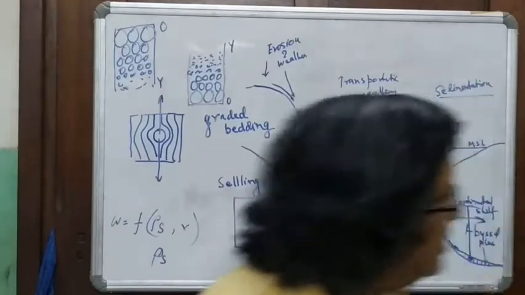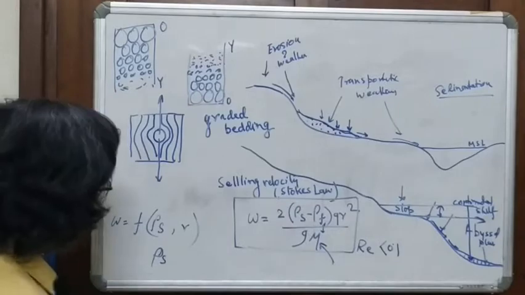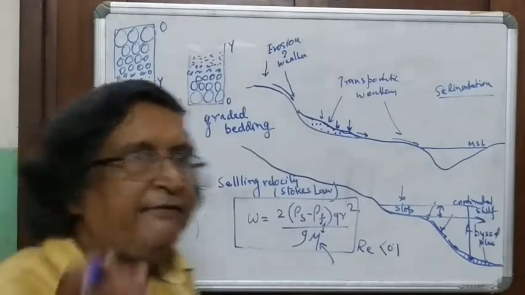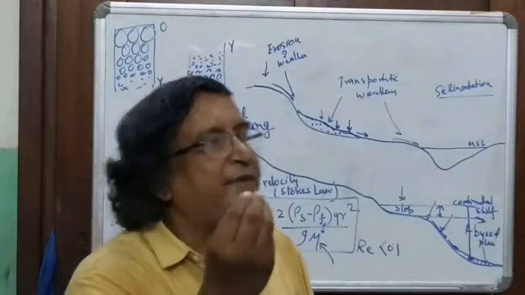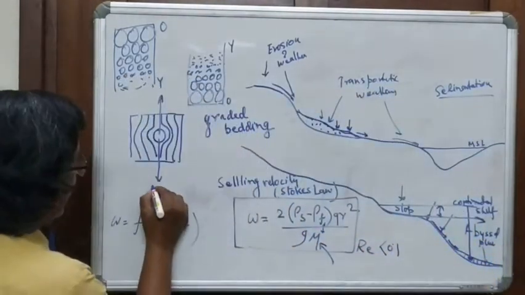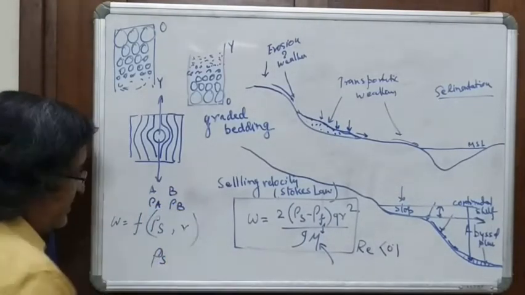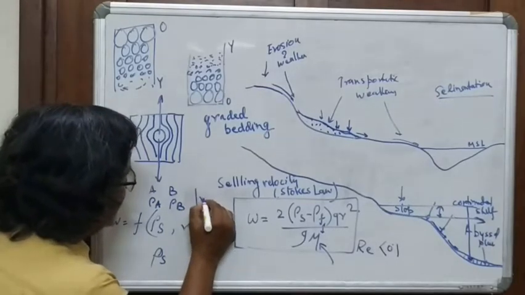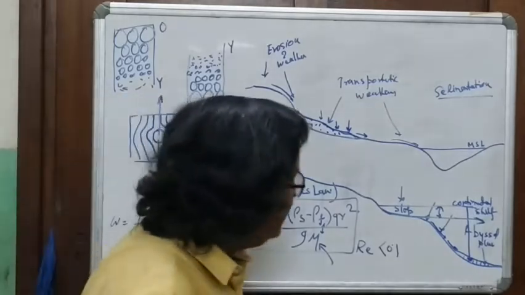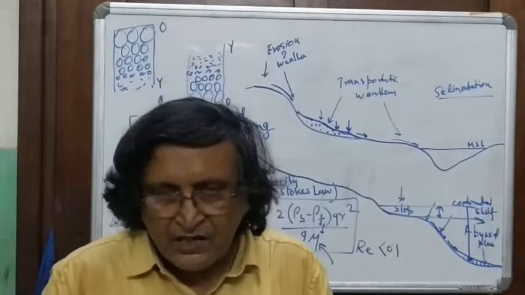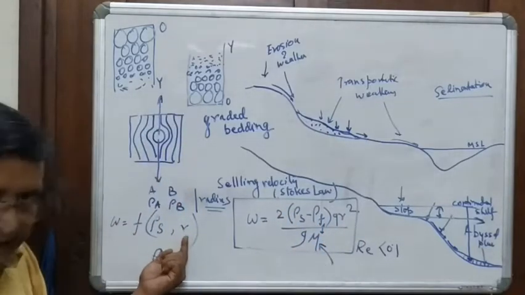So what happens is that you get a graded bedding. If you take Stokes law into consideration, you can understand this. Say you have two types of materials, two types of minerals, mineral A and mineral B, with densities rho A and rho B, and they have the same radius. Then what will you have? You will have a difference based on density, because they have the same radius now.